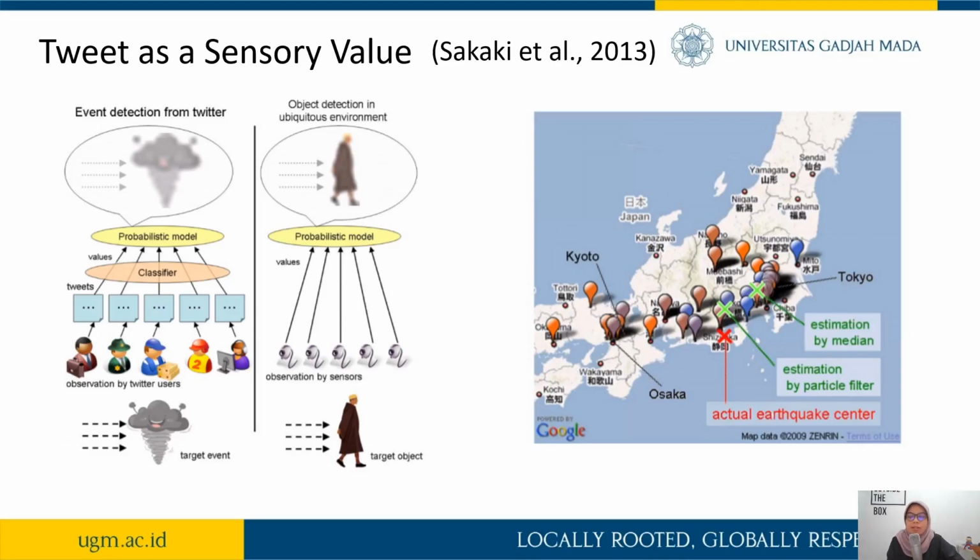And in the left part, there's an image from the Sakaki et al. works, depicting how the estimation works. So Sakaki et al. are trying to estimate the earthquake center based on tweets with several keywords. And actually, it's pretty close to the actual earthquake center.